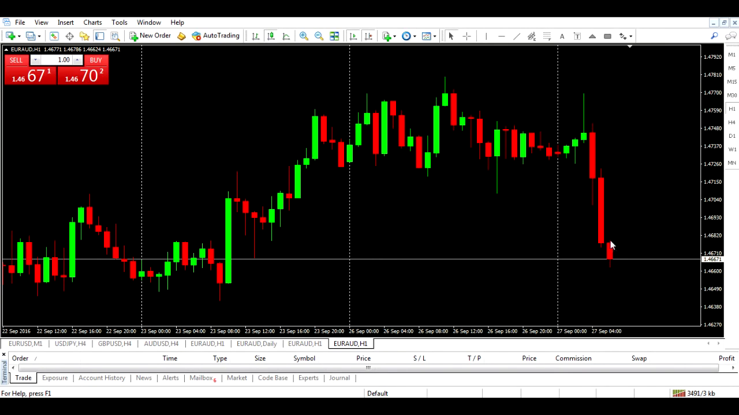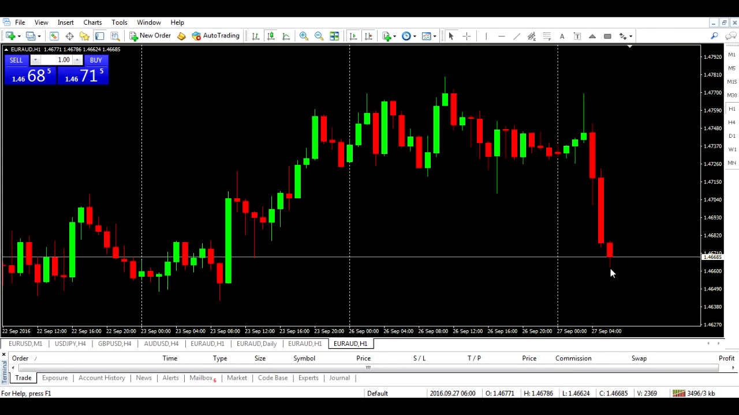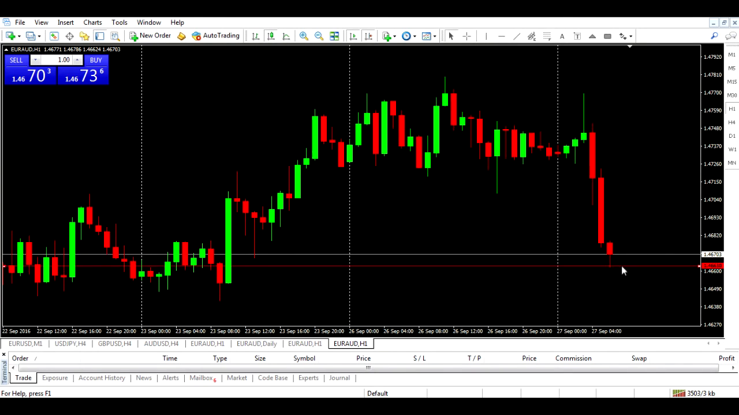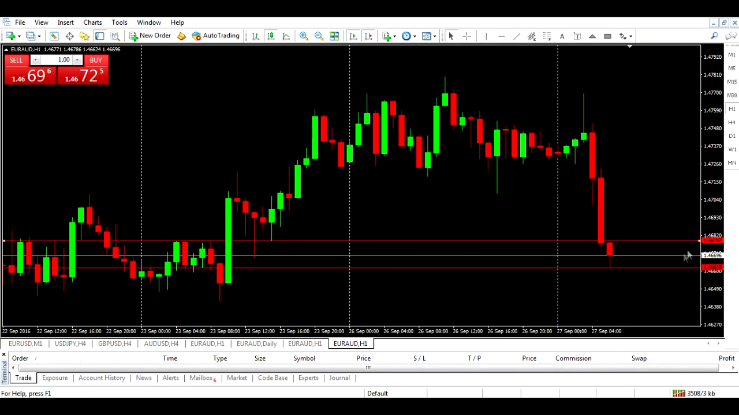So let's see what's happening right now. The price has moved the lowest in this hour somewhere here at 1.46620, and the price has moved the highest at 1.46787 for this hour. So that's the wick.